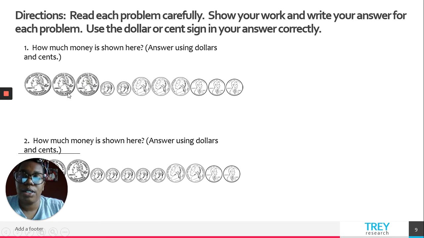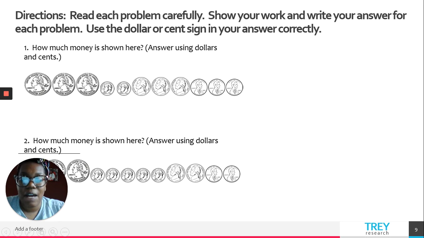How many quarters do you see? 3. Good. How many dimes? 2. Nickels? Okay. So let's add this up. 25 cents plus 25 is automatically 50. 50 plus 25 is 75 because we're counting by 25.